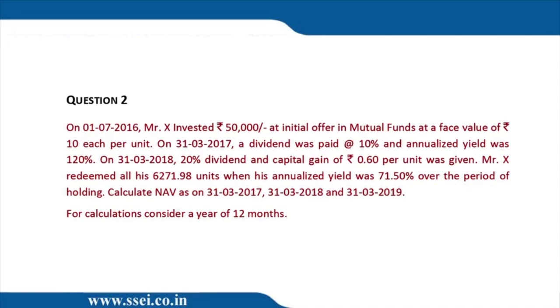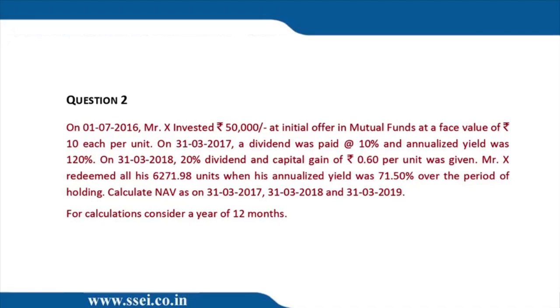So 1 into 5,000 is 5,000. And annualized yield was 120%. That means the 9 month yield was what? 90%. I'm assuming that you have done the sum once, and when I read the sum further, I will reiterate that this sum is on dividend reinvestment plan. That means the 5,000 dividend that we were supposed to get, 5,000 into 1, was not received by us, that was reinvested by us, correct?